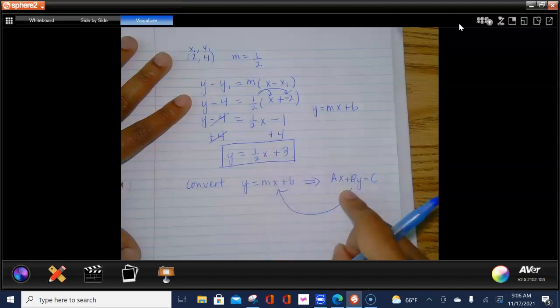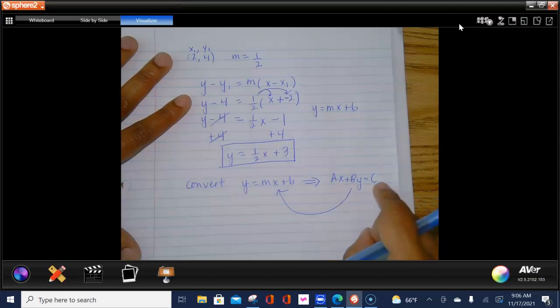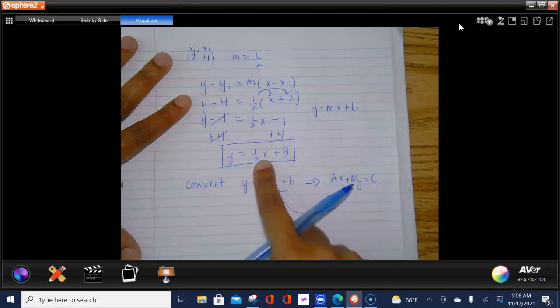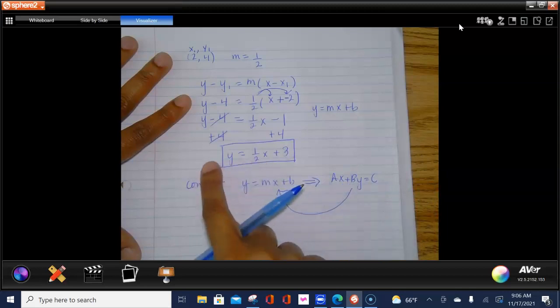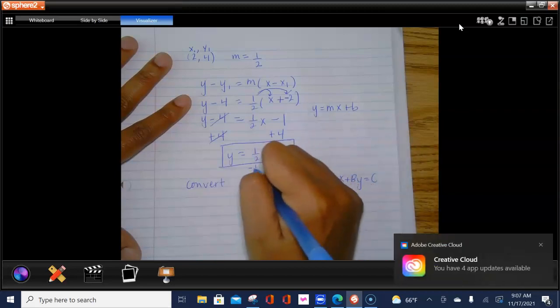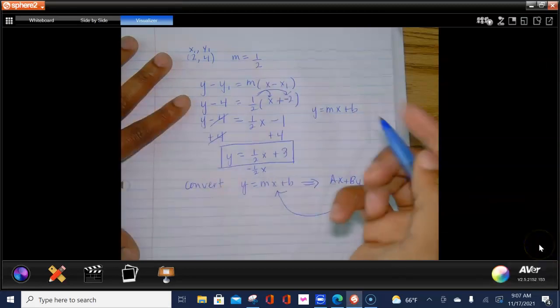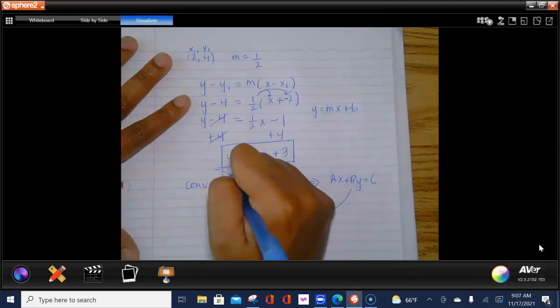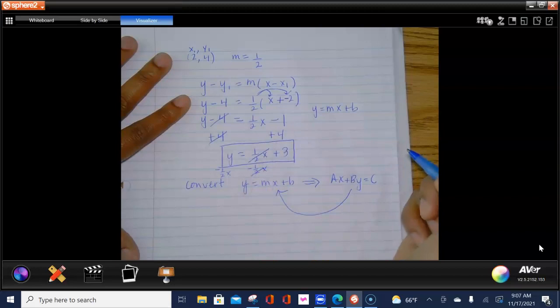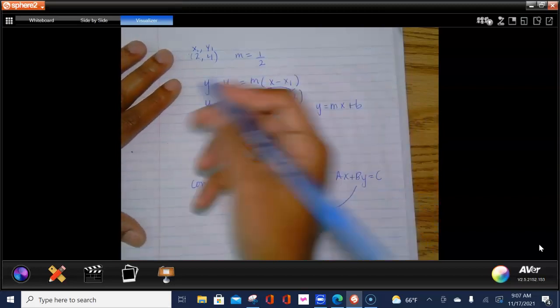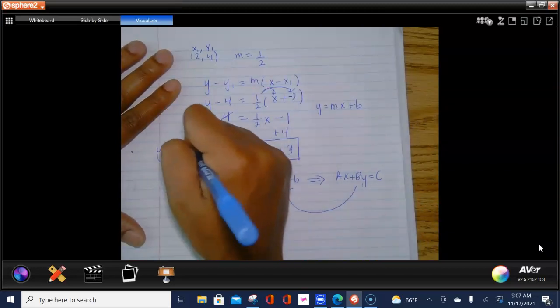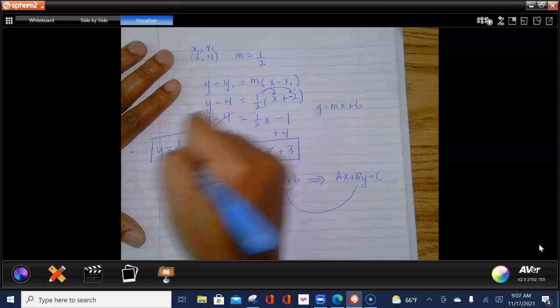When you look at standard form, notice that the x and the y are on the same side, and the constant is left by itself on the right side. So I want to move this 1/2 x over to the left side. I have to do the inverse operation, so I'm going to subtract 1/2 x from both sides. Now this will be gone. Remember, this is one answer, so just leave that to the side: y equals 1/2 x plus 3. Again, this is the answer.